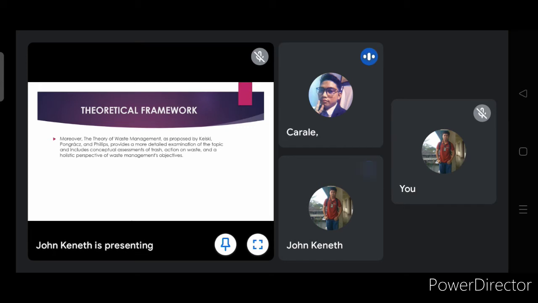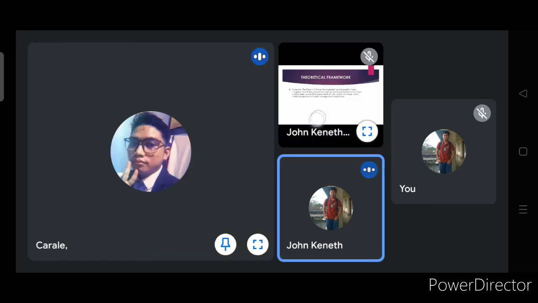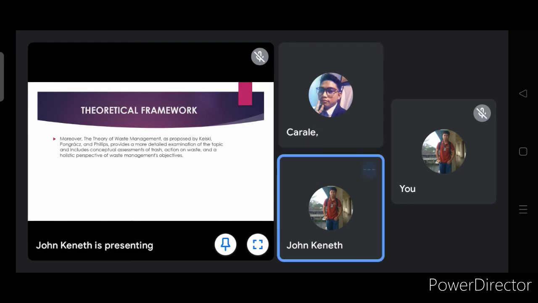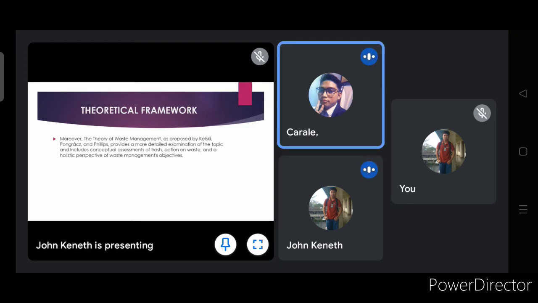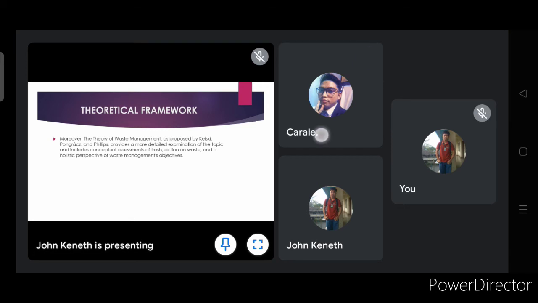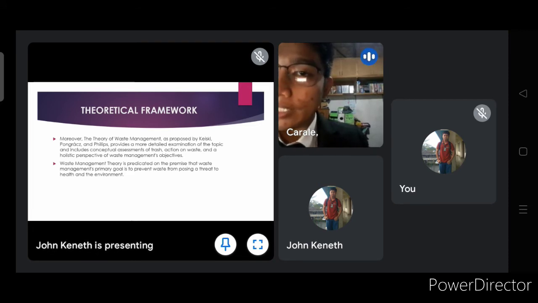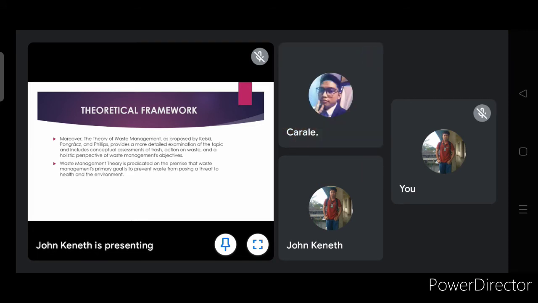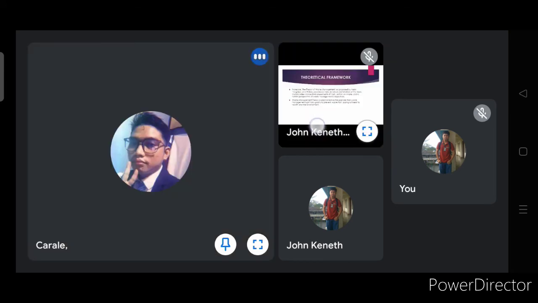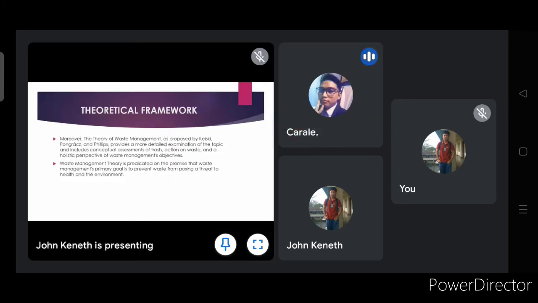Moreover, the theory of waste management as proposed by Kesky, Pongratz, and Phillips provides a more detailed examination of the topic and includes conceptual assessment of trash, action on waste, and a holistic perspective of waste management objectives. As we can see, the waste management theory is predicated on the premise that the primary goal of waste management is to prevent waste from posing a threat to human health and the environment.